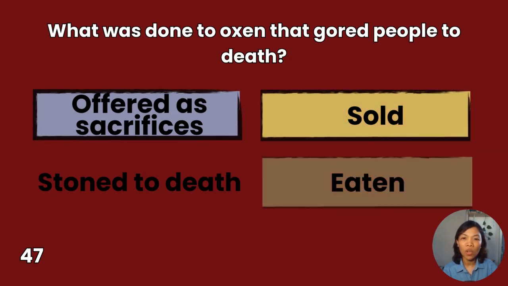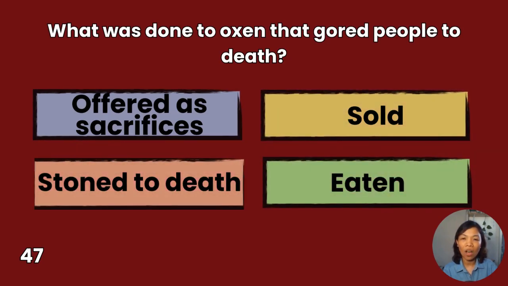47. What was done to oxen that gored people to death? Offered as sacrifices, stoned to death, sold, eaten. You have 10 seconds to answer.